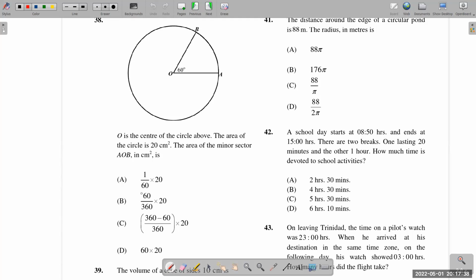But what's so funny to me is that it's B. Don't get confused. Even if you break down 60 over 360, 60 over 360 is 1/6. Do you see how they set you up? Easy to try to fool you. So be careful.